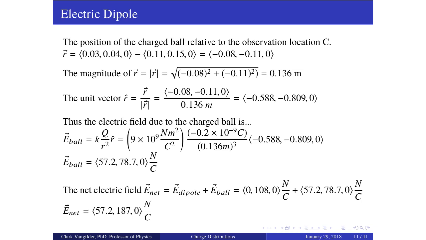So now we add them. This is the one that we computed first. That was the dipole. This is the one we just did for the ball. So the net will be that. If you take a 0 and add it to a 57.2, you get a 57.2. If you take a 108 and a 78.7, you get roughly 187. That's all we got there.